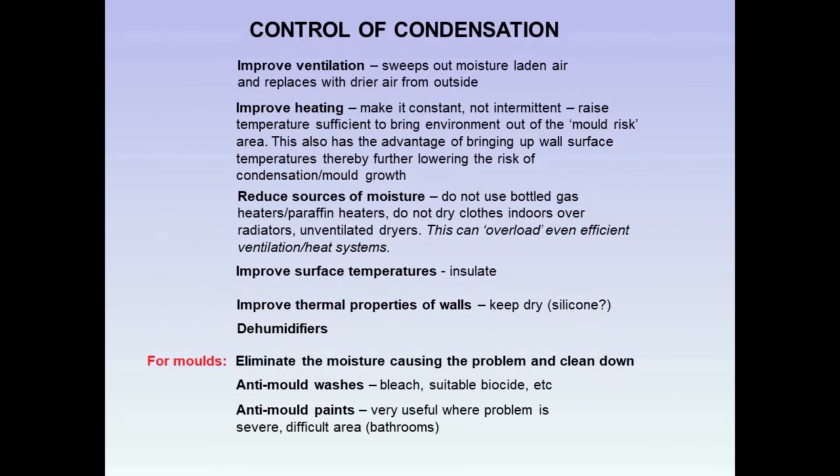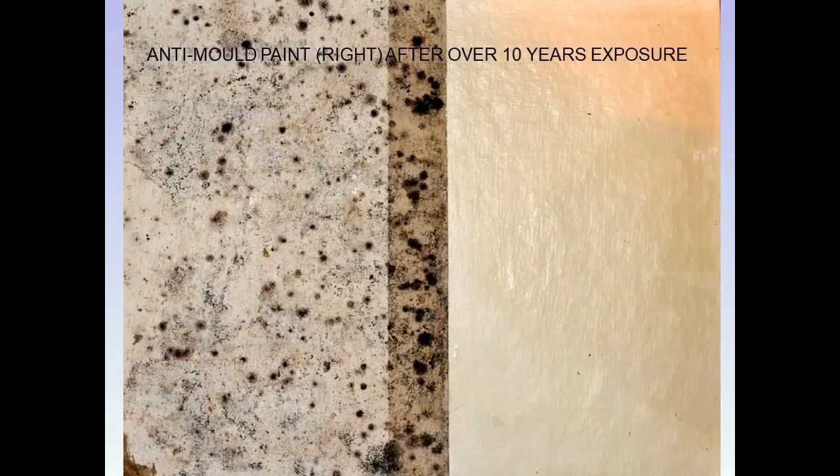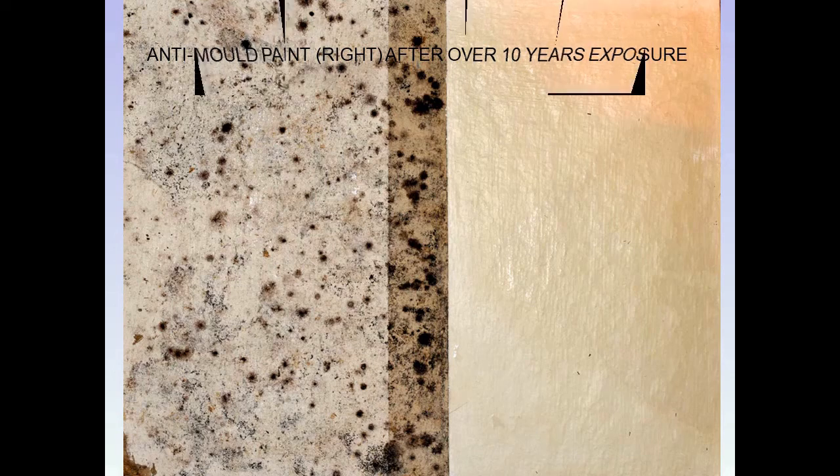Anti-mould washes, bleach or a suitable biocide, continuing with control of condensation and mould. Anti-mould paints are very useful where the problem is severe, for example in difficult areas. Here's an anti-mould paint after 10 years of exposure. On the left is the normal paint, on the right, under the same conditions, is the anti-mould paint. Very effective.